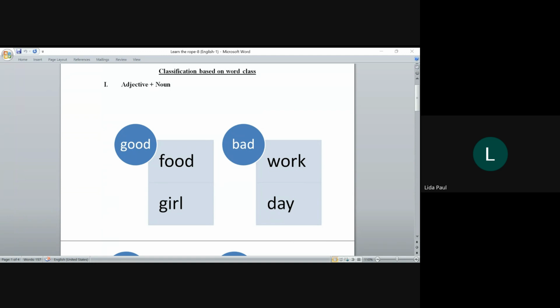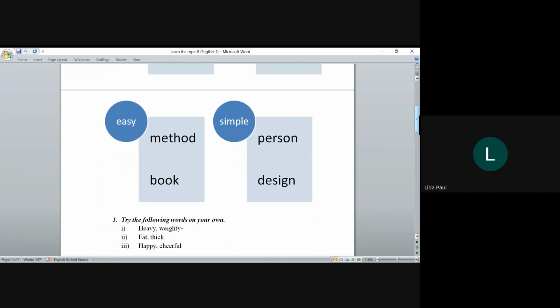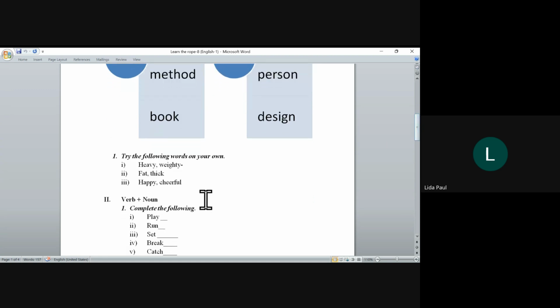But this may not be the case with all kinds of adjectives, and we're going to discuss that exactly. I'll just scroll down a bit. The second example also suggests the same thing. Like I can say easy method, easy book, easy person, easy design. I can also say simple method, simple person, simple book, simple design, right? So these are all weaker collocational forms. We are more interested in what you see on the screen, right?